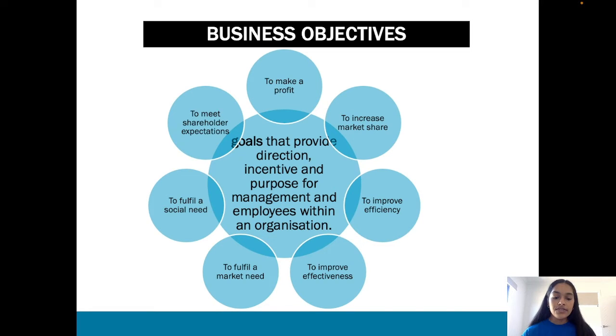Then we have the next objectives. That's fulfilling a market need, fulfilling a social need, and also meeting shareholder expectations. Remember that the business structures that have shareholders are your public and private listed companies.